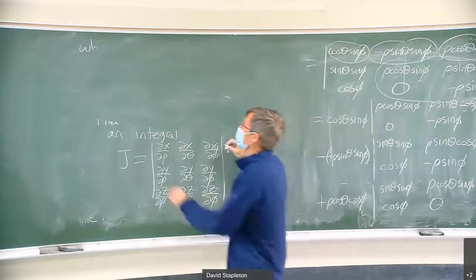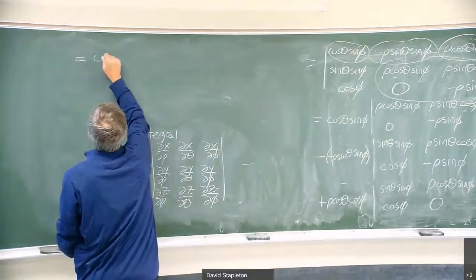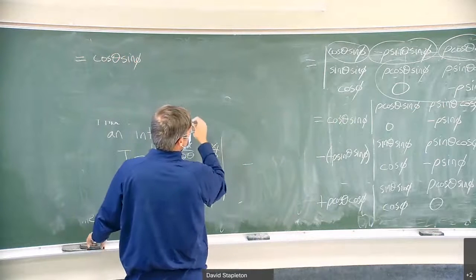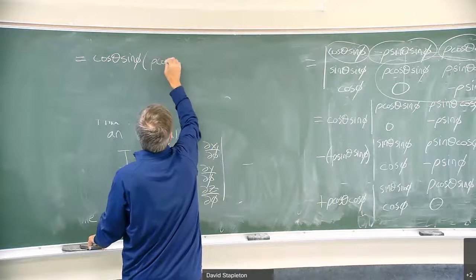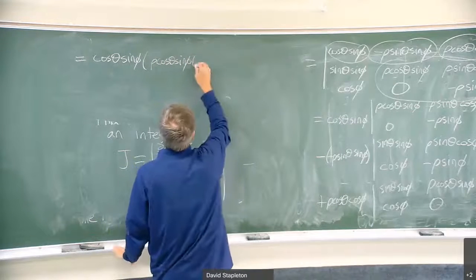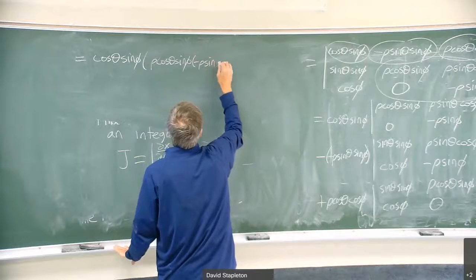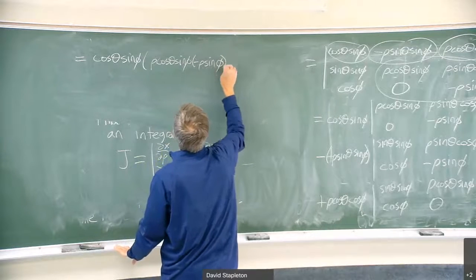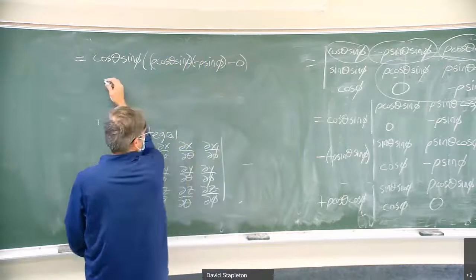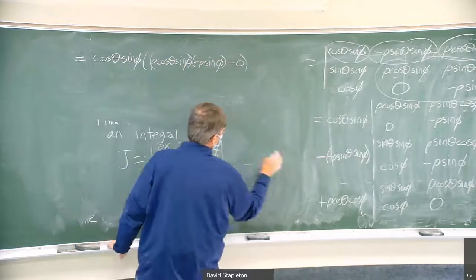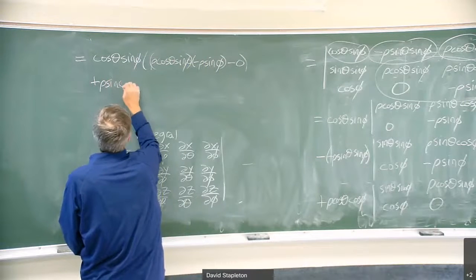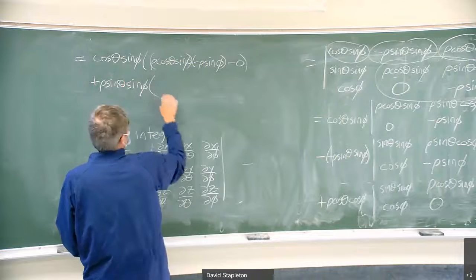So the first part is going to come out to be cosine theta sine phi times rho cosine theta sine phi times minus rho sine phi, minus 0 for the other diagonal. The second line, the minus and minus cancel, and so I'm going to get plus rho sine theta sine phi times the determinant here.